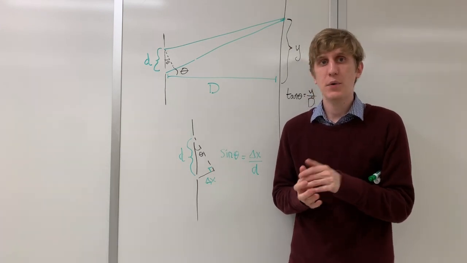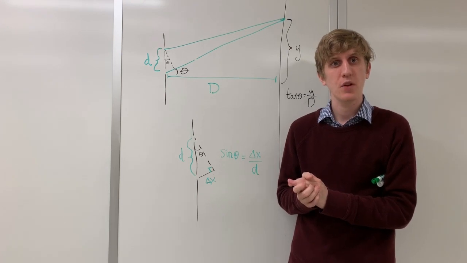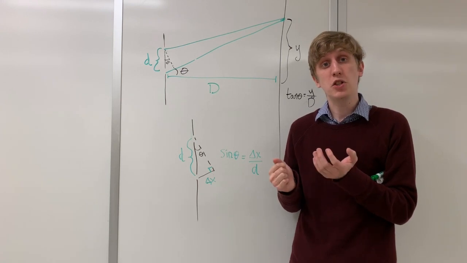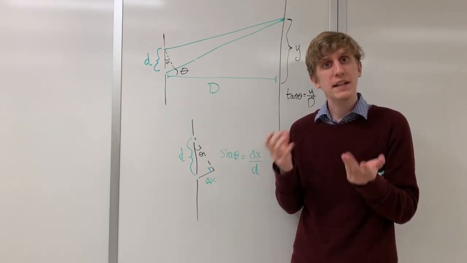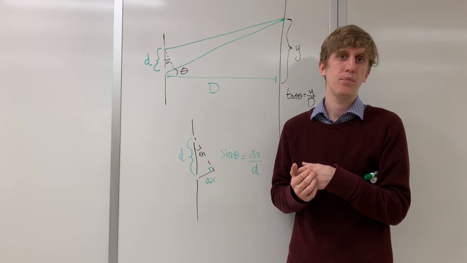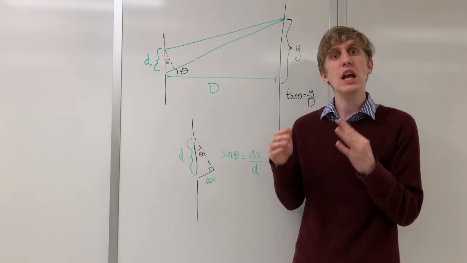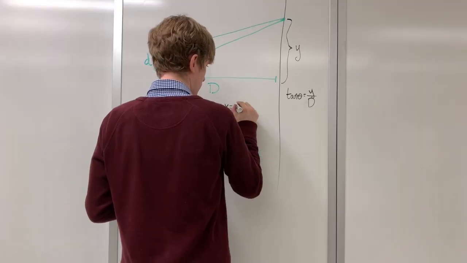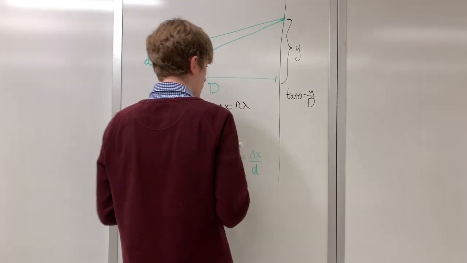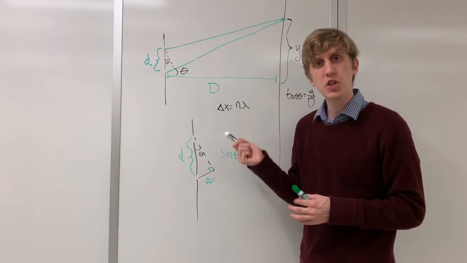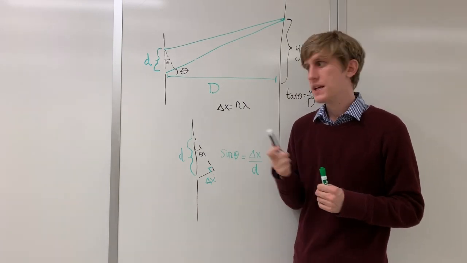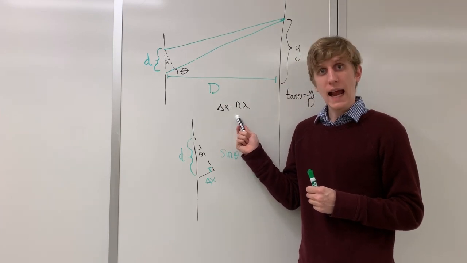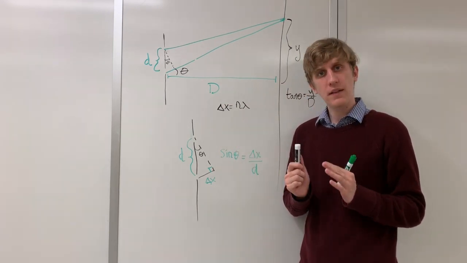For a laser, that was 633 nanometers. For the second bright spot above and below, this difference in distance is just 2 wavelengths. For the third, it's 3, and so on. So we can write that generally like this. This is just the condition for constructive interference. The difference in the distance the waves travel is equal to an integer, n, times the wavelength.